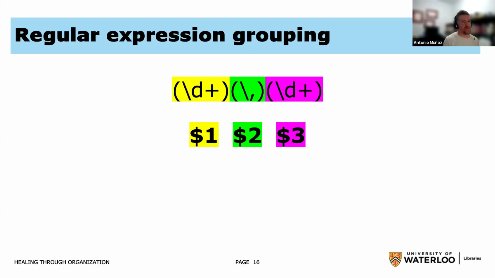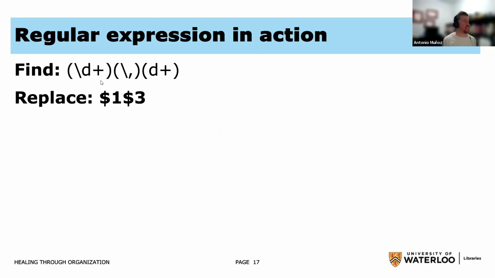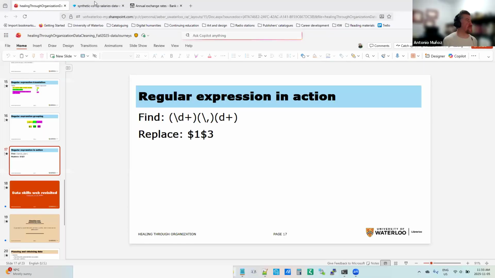So the way that we would do this in practice, once we have identified the pattern and once we have grouped it, is we would find that pattern, and then we would replace it. So we would replace with the first part and the third part, removing the comma, okay? So let's go back and do that in OpenRefine.